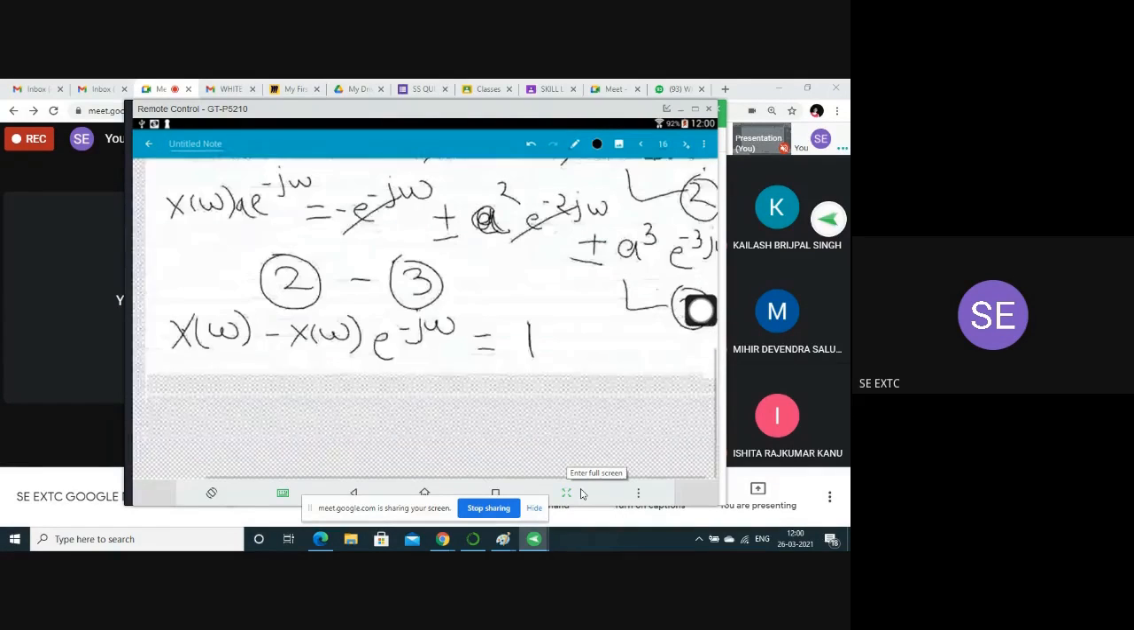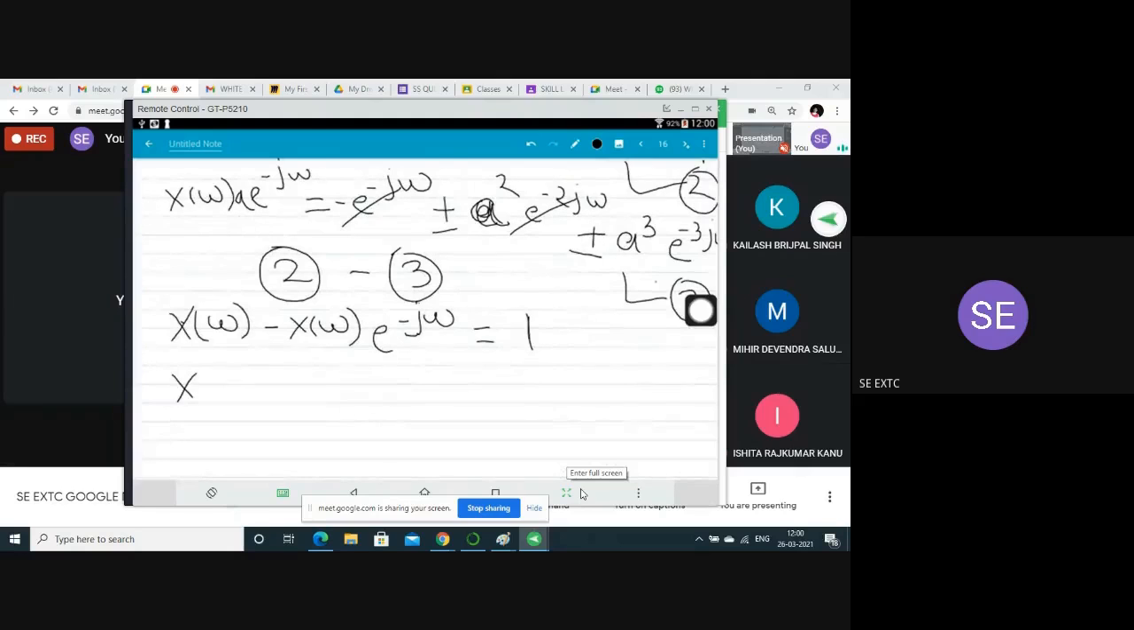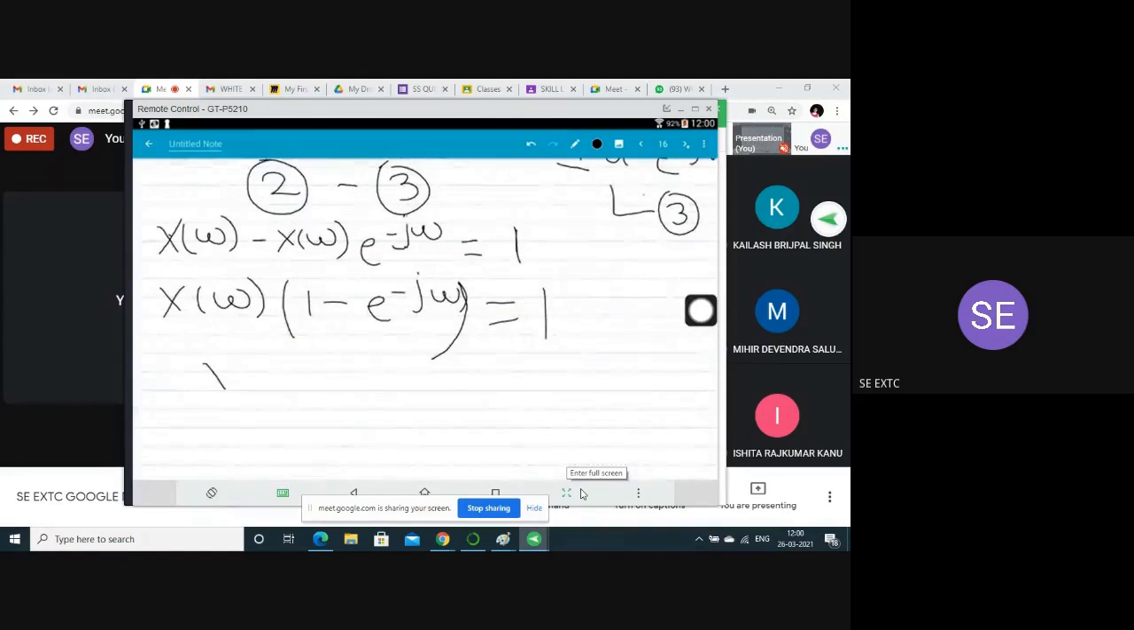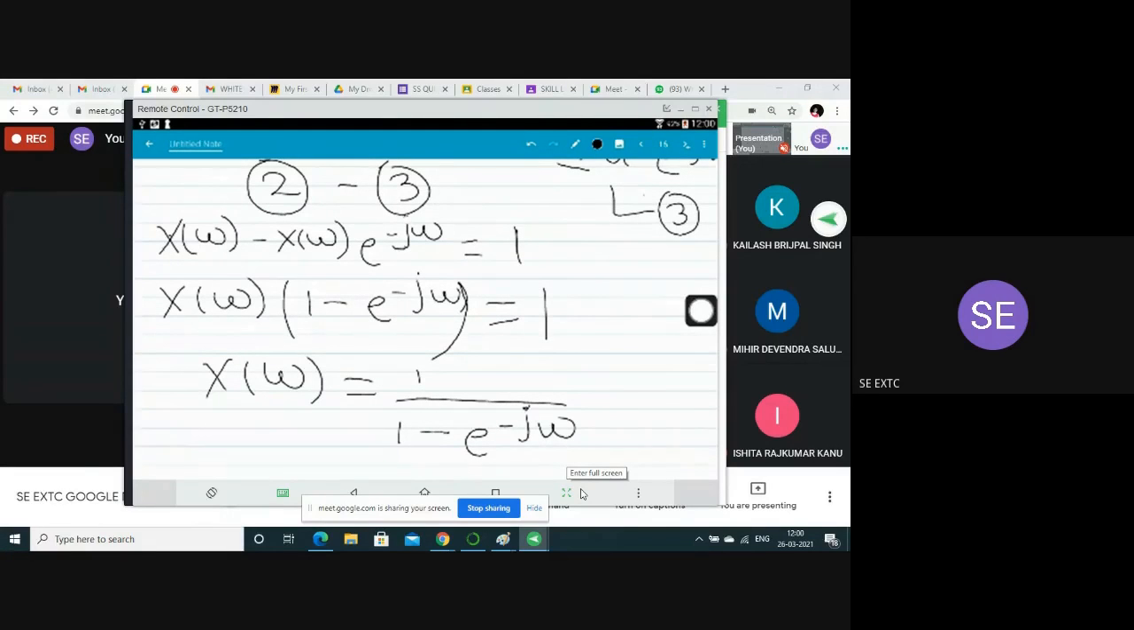So we are going to take this X of omega common, and 1 minus e to the power minus j omega will be there, that will be equal to 1. And we can write X of omega is equal to 1 divided by 1 minus e to the power minus j omega. So this will be your answer for the DTFT of a to the power n u of n. Okay.